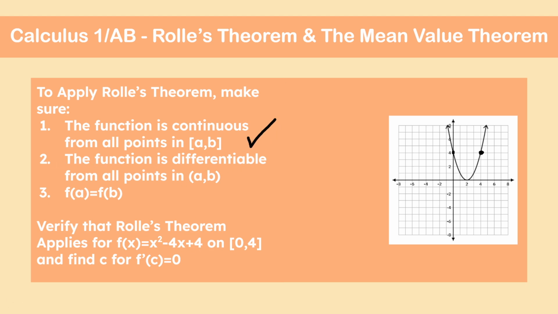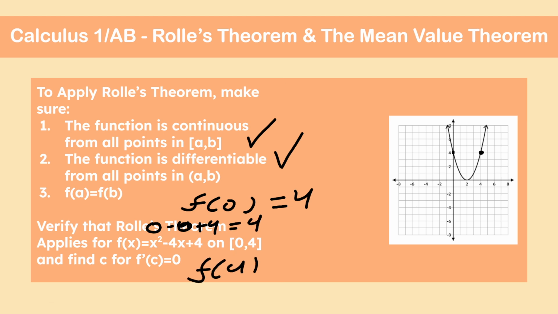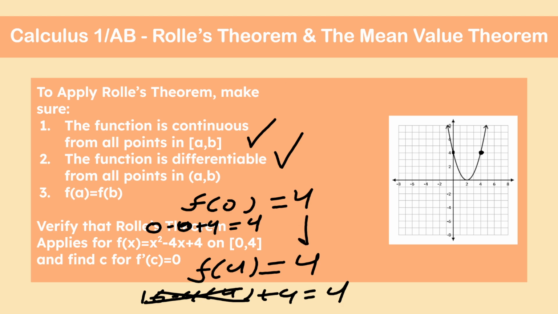Now the second one states the function is differentiable for all points in (a, b). Every polynomial is differentiable. And now we have to check that f of a is equal to f of b. So f of 0 is equal to 4, or if we plug it in here, it's 0 minus 0 plus 4, which is equal to 4. Now let's see if f of 4 is equal to f of 0. f of 4 is equal to 16 minus 4 times 4, or just negative 16. So these cancel out, plus 4 will be equal to 4. So yes, they do equal, and Rolle's theorem does apply here.